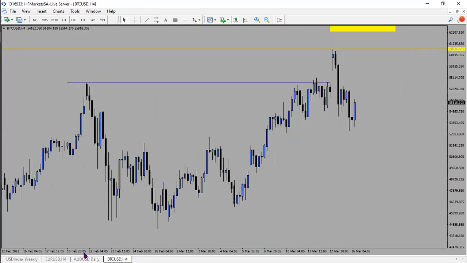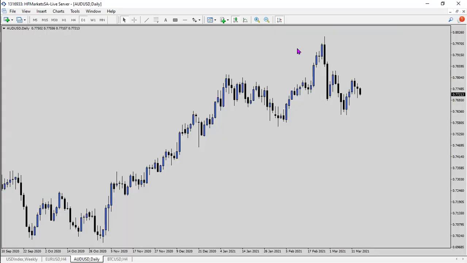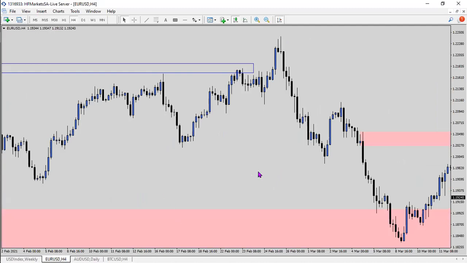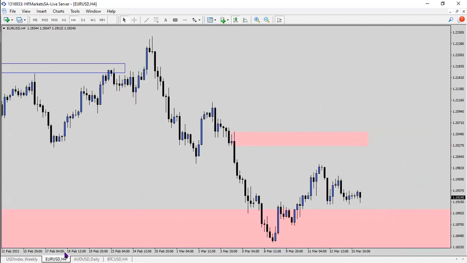What should I look at? Let's look at AUD USD, right? So this is basically the charts that I do watch. These two, which is dollar index and fiber, right? Those are the two charts that I love to trade because of the strong correlation between the two.